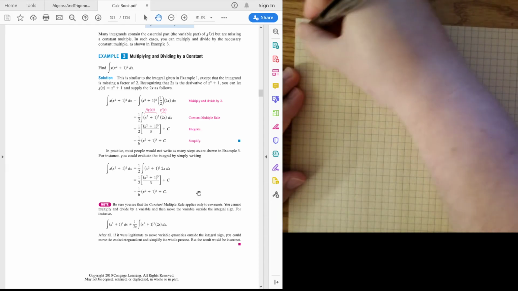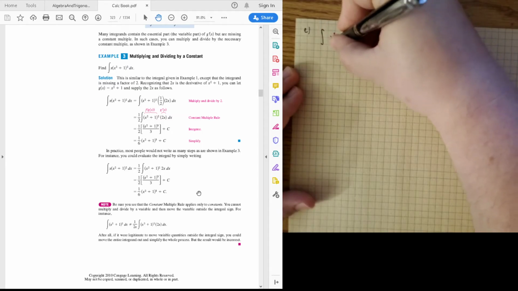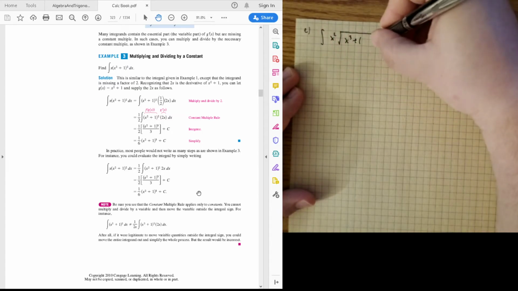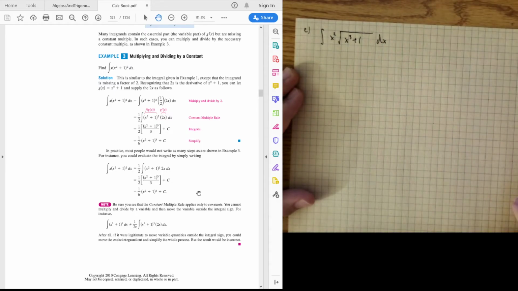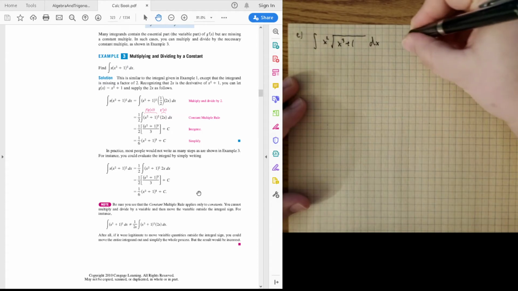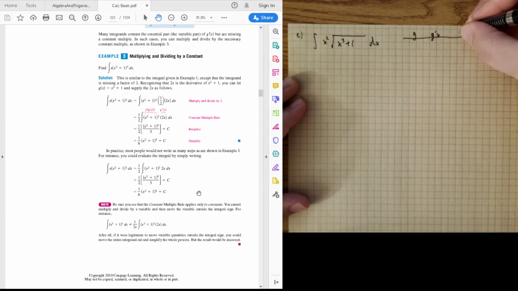For E, we have the integral of x squared square root of x cubed plus 1 dx. Okay, so just like before, I know what G is. I know what G prime is. I know what F is. I'm going to add this 4th category over here for later.